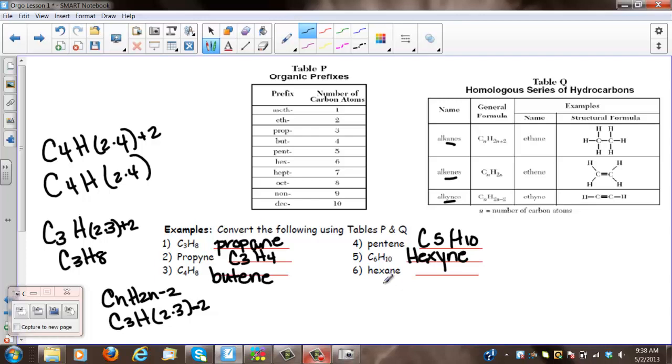Hex, we know is 6, so it's going to be C6. If it ends in ane, it's got to be an alkane, so it's going to be 2 times 6, which is 12, plus 2 is 14, H14. Okay, and that's our intro lesson.